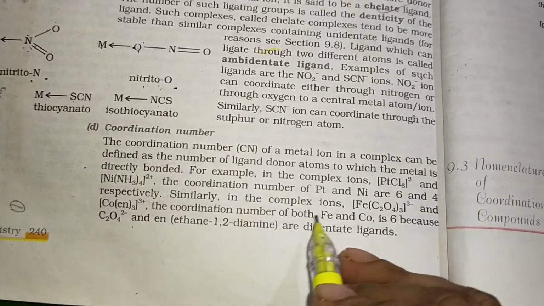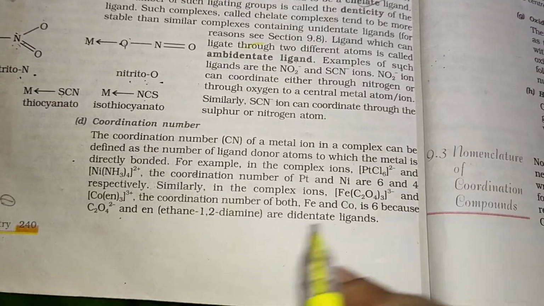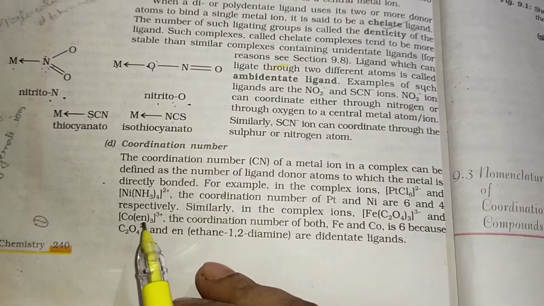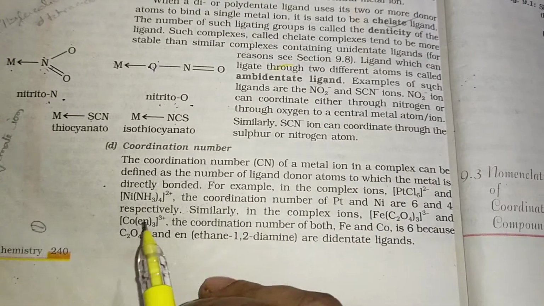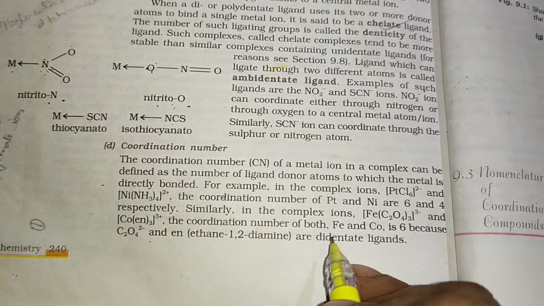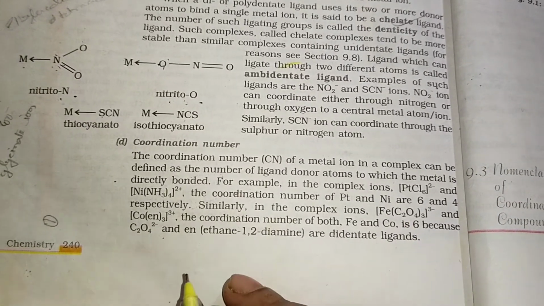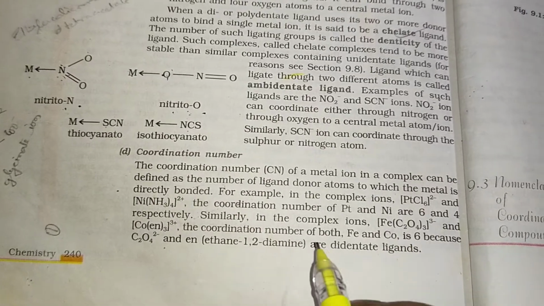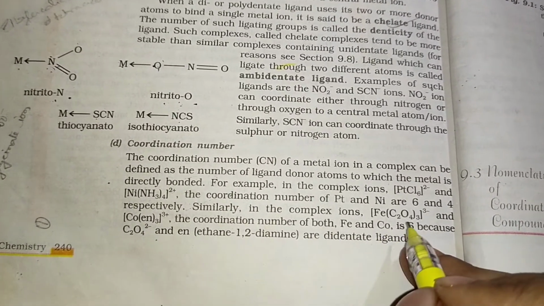Similarly, in the complex ions, oxalate, C2O4 whole 3 Fe, and in the case of Co(en)3, en means ethylene diamine. In brief, we are saying en. So the coordination number of both iron and cobalt is 6 here. All of you can see. In the case of Fe it is 6 because C2O4 is oxalate.